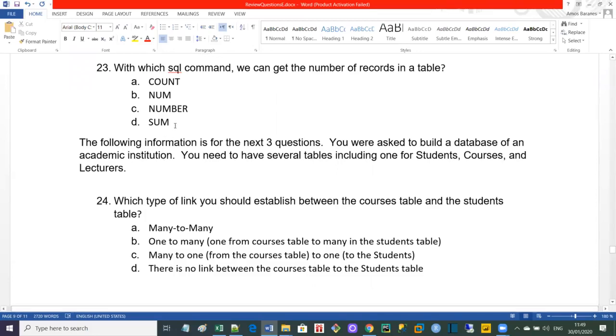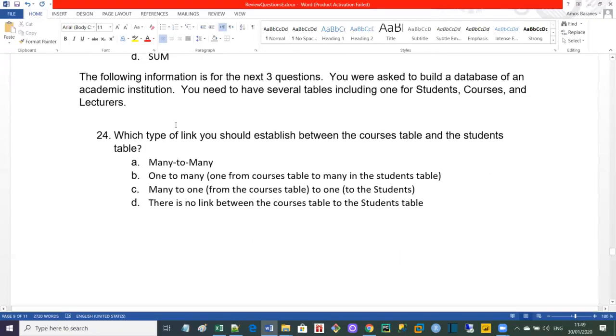All the rest are just nonsense. Sum will sum whatever column you give. So in fact, sum will not even take a star because it will give you an error. When I use a sum, I have to specify the name of a specific column. And if I specify prices or quantities, and quantities might have more than one in that row, then the sum will not give me the right answer. Okay, let's look at the next 3 questions.